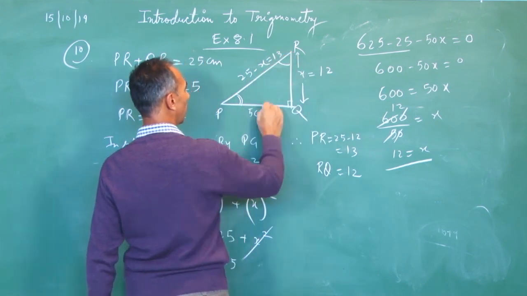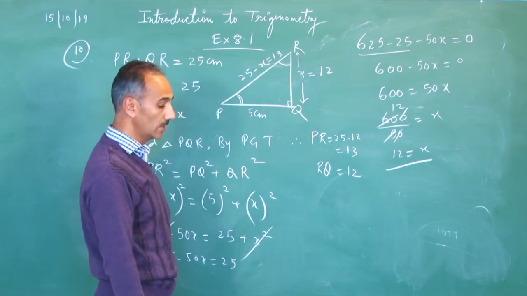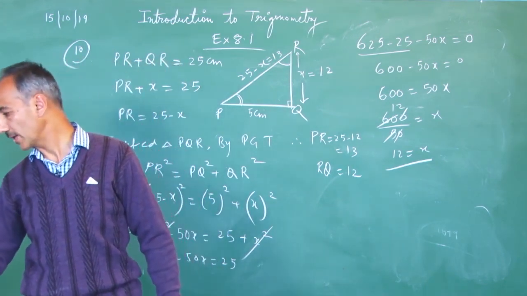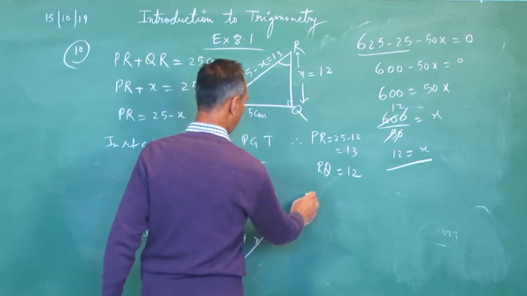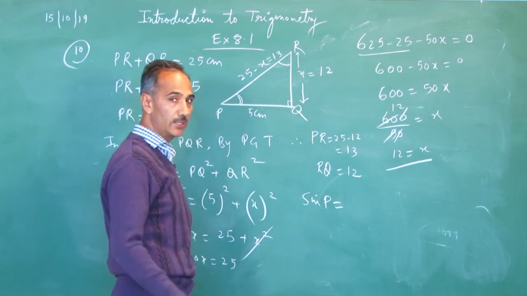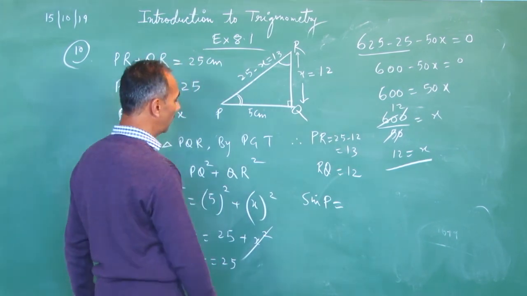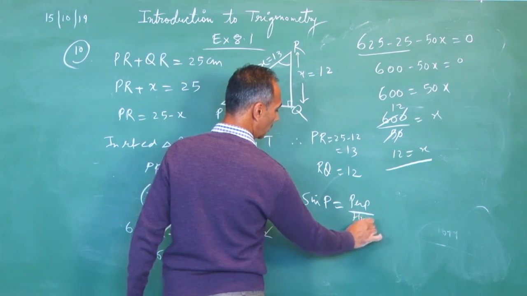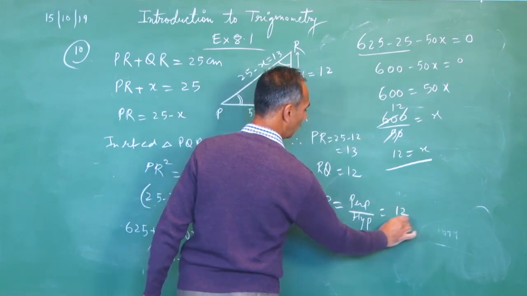So all three sides are given. What we are asked to find is the value of sine P, cos P, as well as tan P. So we'll say sine of P. All three sides of the right triangle given, job is easy. Sine is perpendicular by hypotenuse. Perpendicular is 12, hypotenuse is 13.